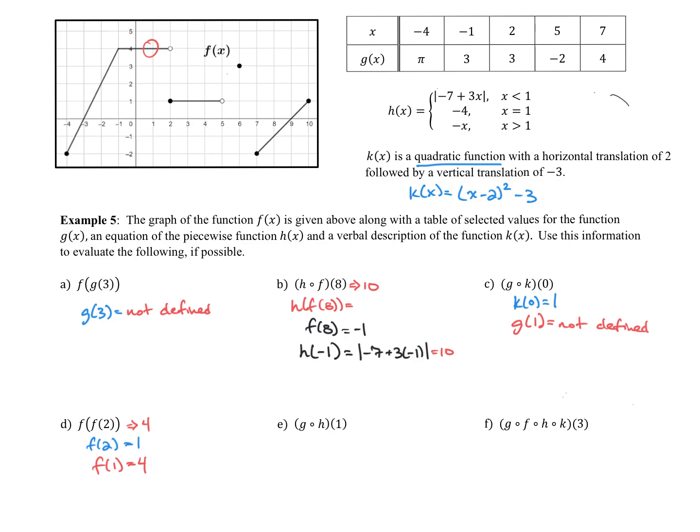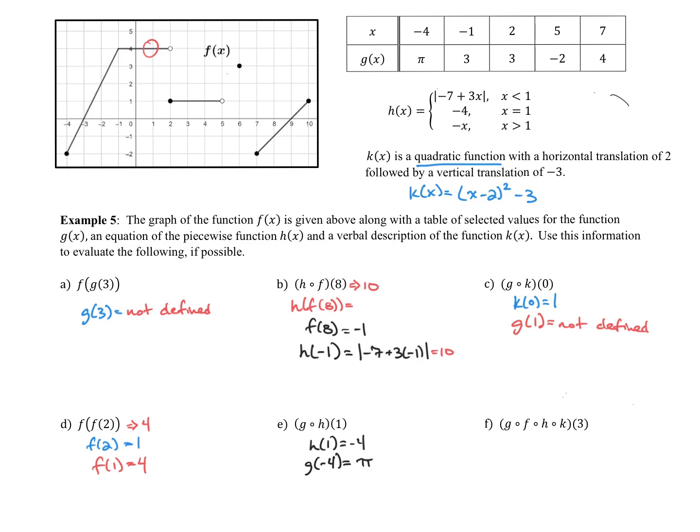So now we need to find g of h of 1. And so the first thing we need to do is find h of 1. So I need to look at my piecewise. So what part do I look at? The middle part. And so what is h of 1? Negative 4. And so now we need to find g of negative 4. And so now I look at g of negative 4. Is it there? Yeah, what is it? Pi.